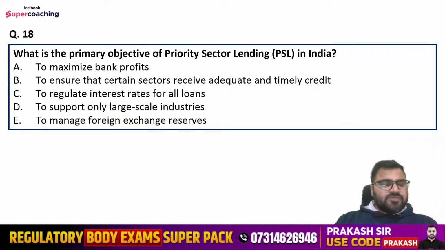Question number 18th is what is the primary objective of priority sector lending in India? Options are to maximize bank profits, to ensure that certain sectors receive adequate and timely credit, to regulate interest rates for all loans, to support only large scale industries, or to manage foreign exchange reserves. Yes, what is the primary objective of priority sector lending in India?